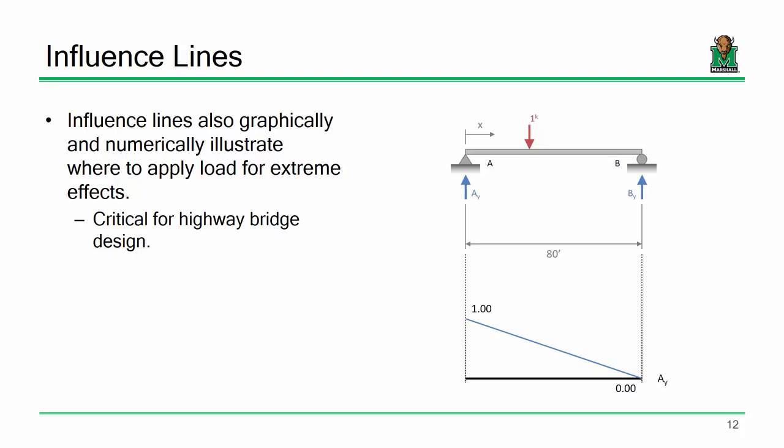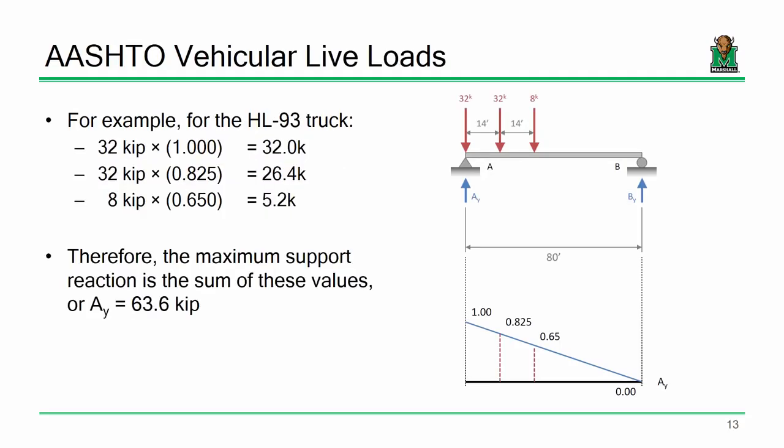Number 2, they numerically will help us determine those support reactions directly, okay? In other words, once we determine an influence line for the reaction at A, because we're dealing with a unit load, we can determine the reaction at A for any load. Now, what do I mean by that?